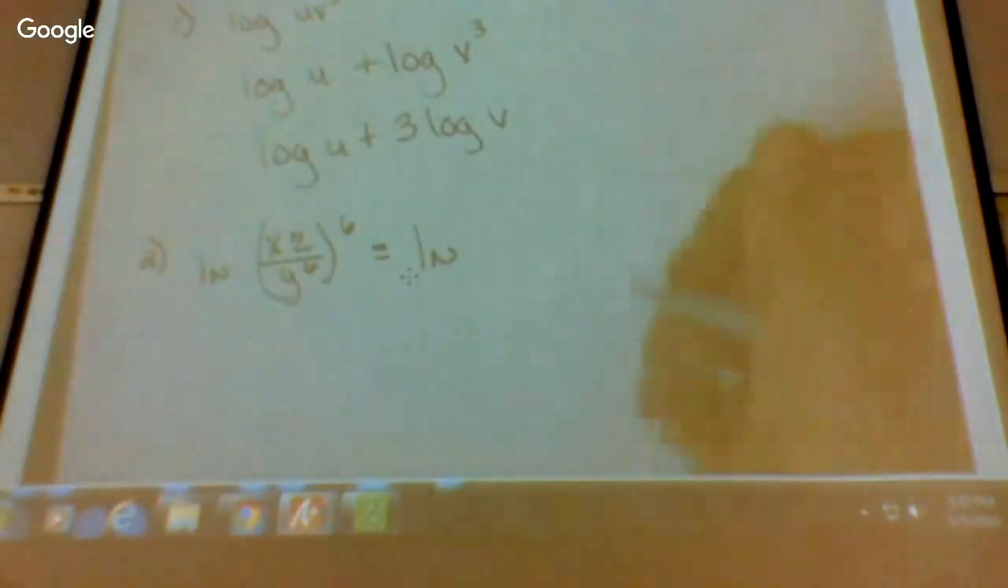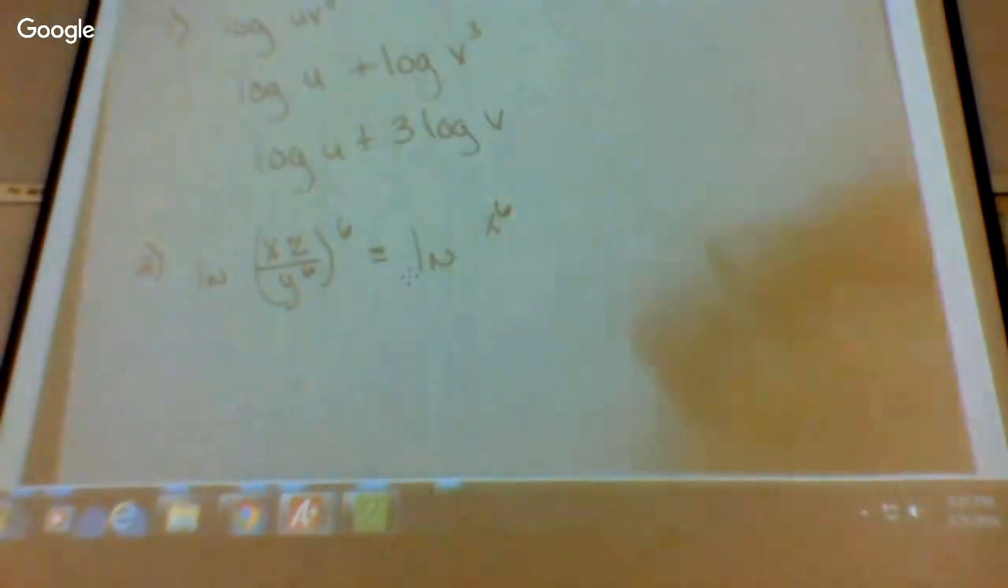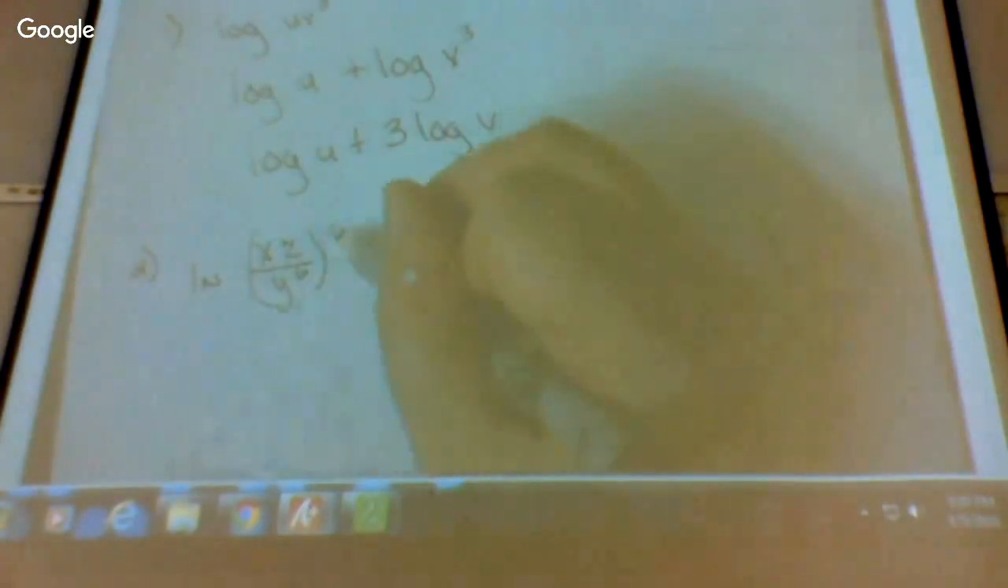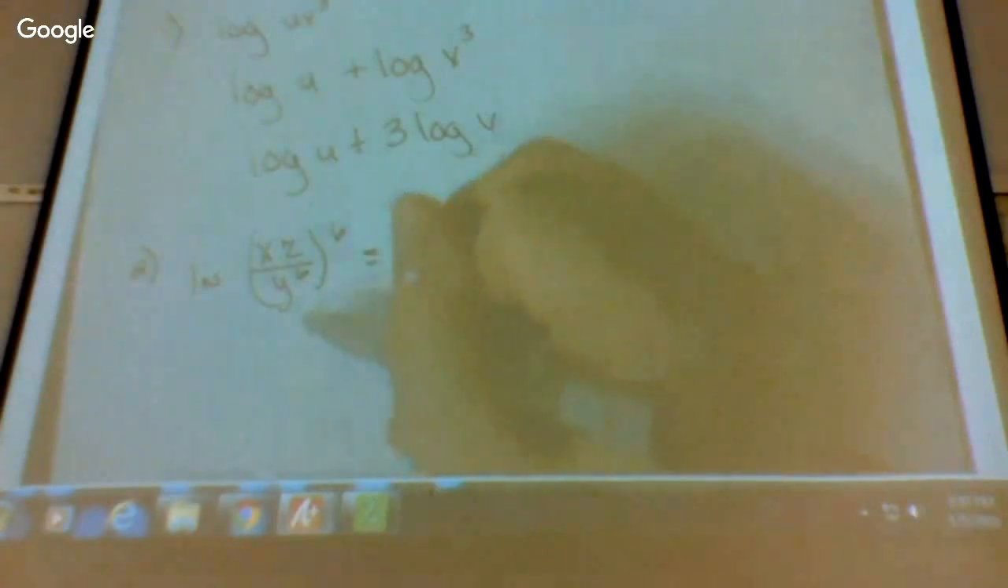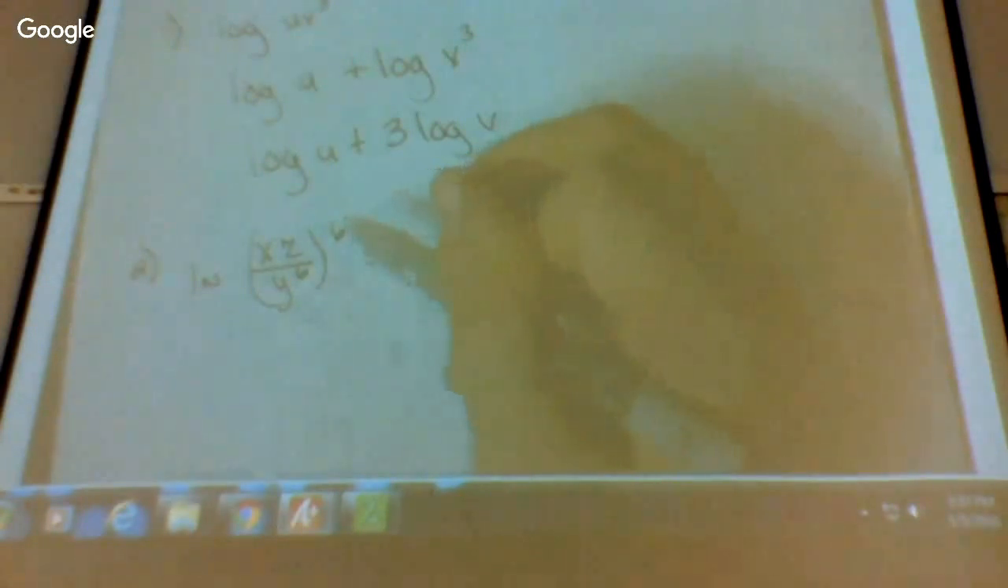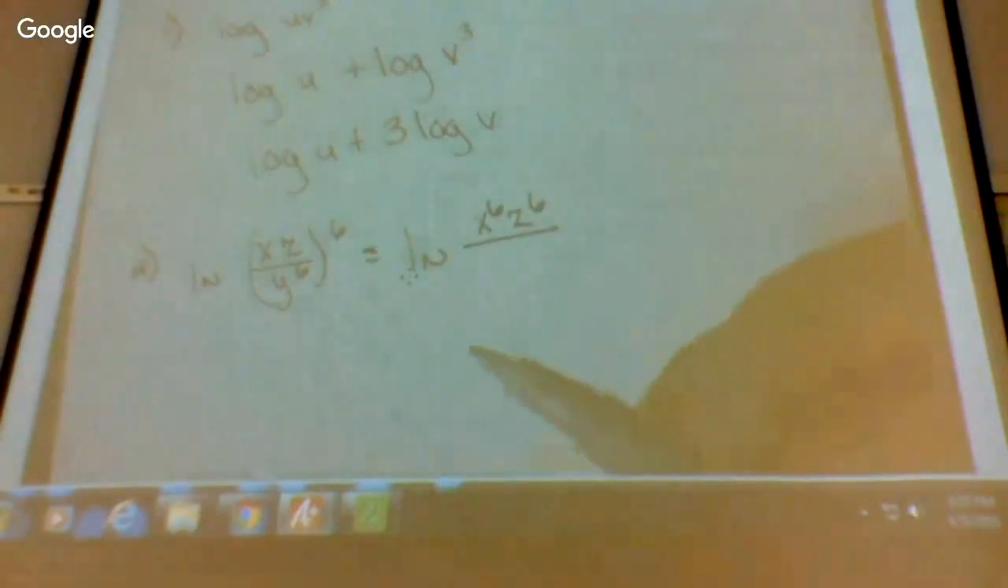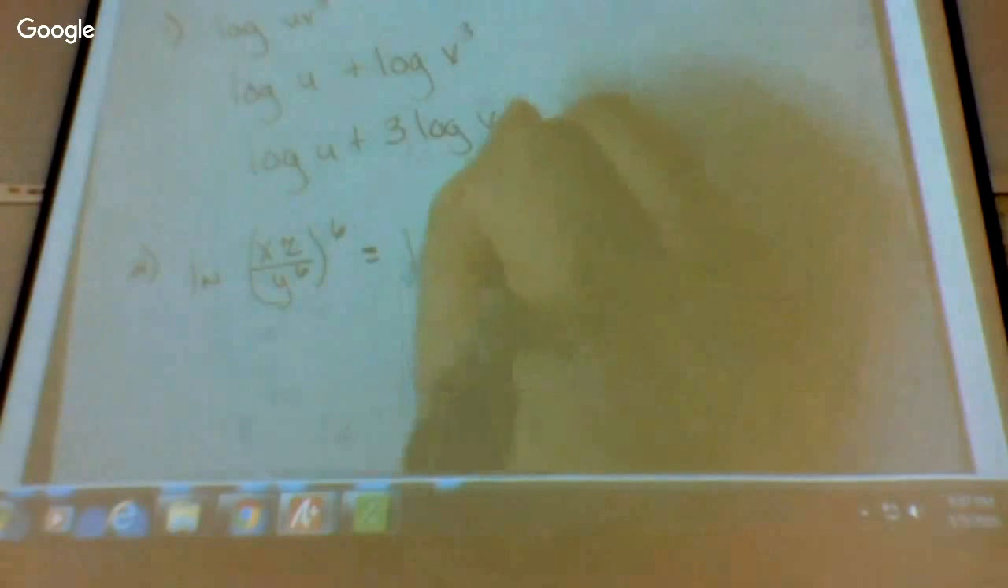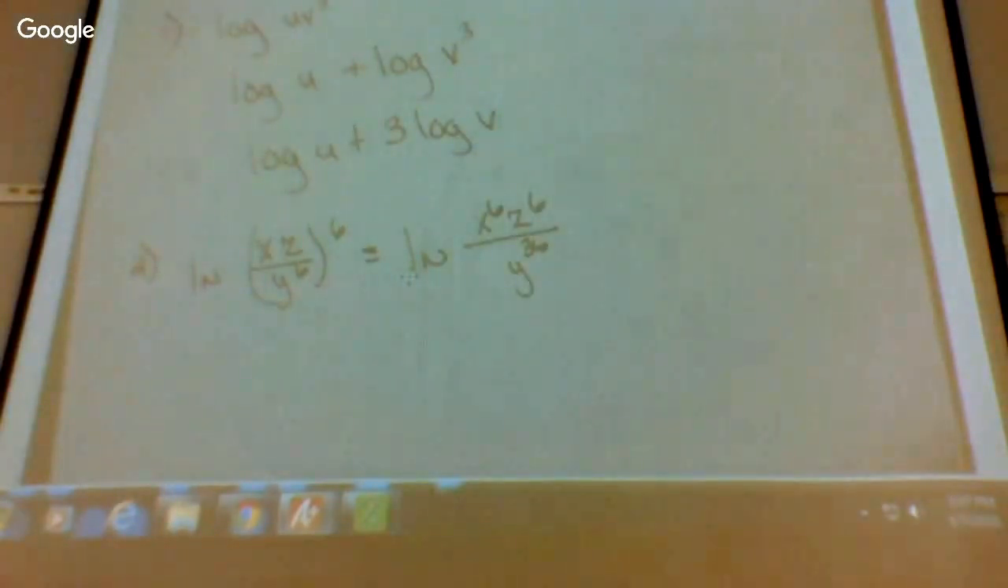So I have ln. I would say I'm just going to distribute the 6 to everything. So it's not just x, it's x to the power 6. It's not just z, it's z to the power 6. And then y to the power 6 to the power of another 6. Can you remember what our rule is if we have a power to a power with exponents? Multiply. Very good. You multiply. So y to the power of 36. Make sure you know that. That takes care of some confusion with the parentheses, and I know what everything belongs to.